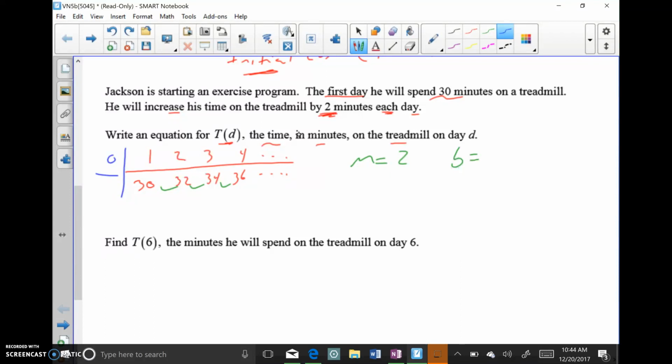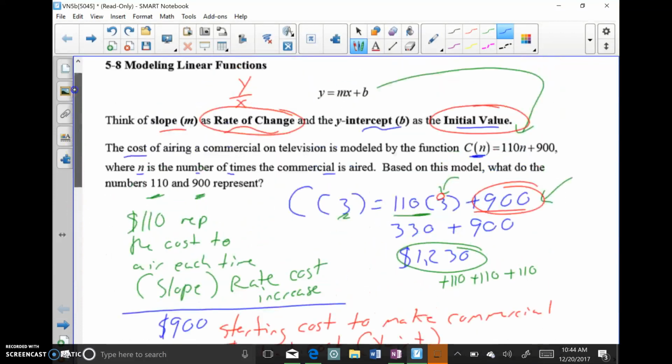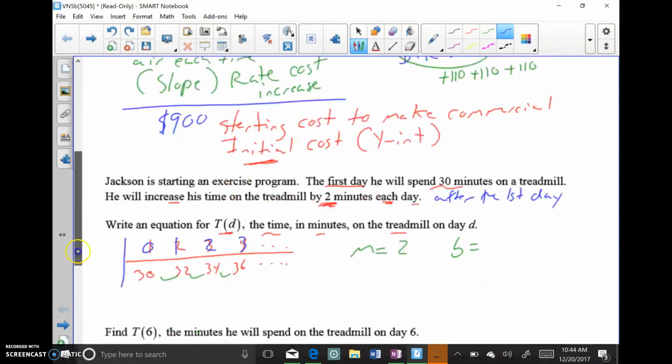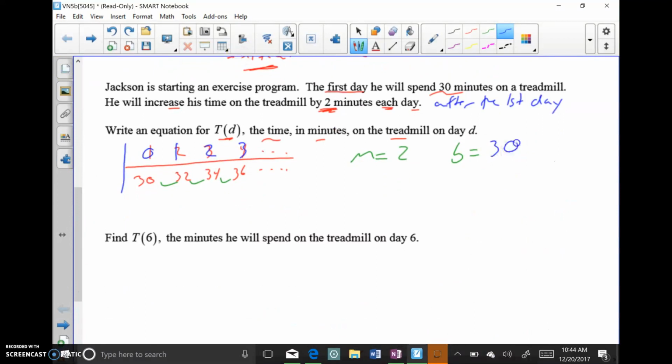I think what they mean in this question is they want you to think of this as on the first day, when he begins this, he's running 30 minutes. One day after that, he's running 32 minutes. One day after that, one day after that. So this is on each day after the first day. So his initial value, remember you want to think of your y-intercept as your initial value, he's beginning this exercise routine by doing 30 minutes, and then it's going up 2 per day from there.